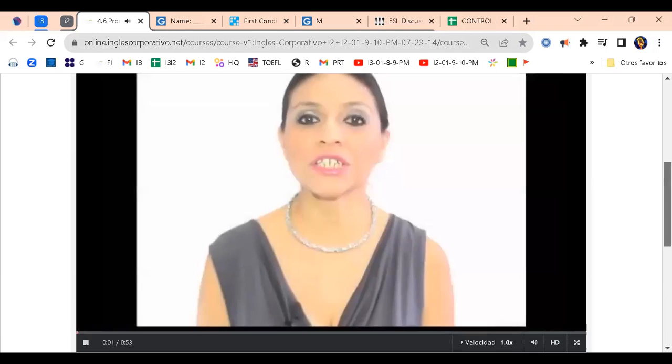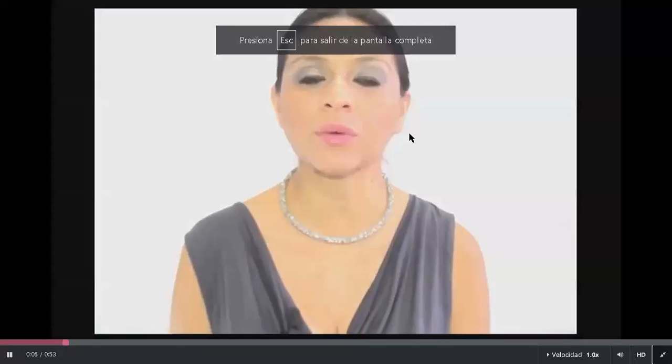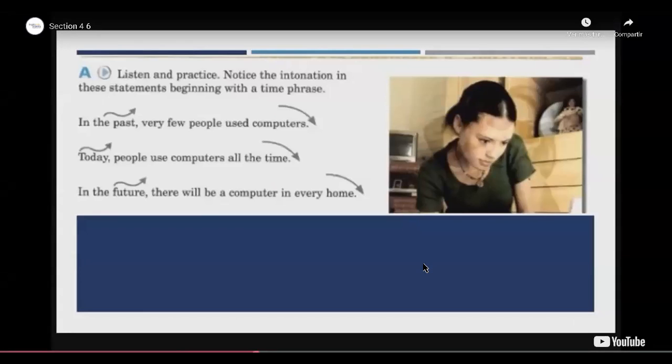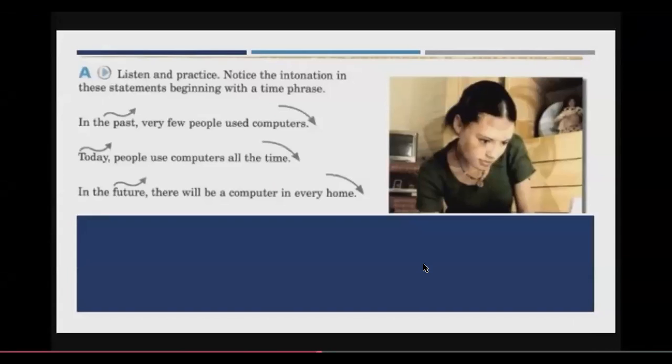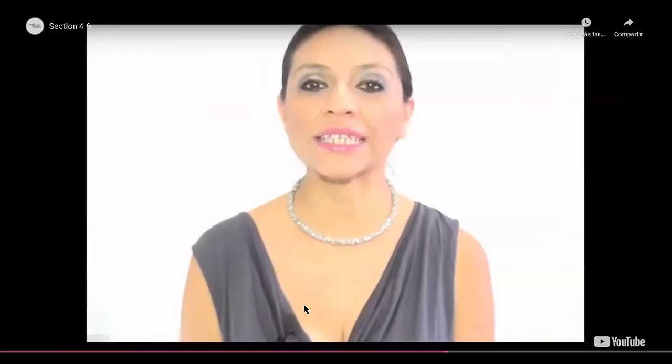Ready to work on pronunciation? Notice the intonation in these statements beginning with a time phrase. Pronunciation. Intonation in statements with time phrases. Part A. Listen and practice. In the past, very few people used computers. Today, people use computers all the time. In the future, there will be a computer in every home. Can you now complete the statements with your own information? Read the statements to your teacher.